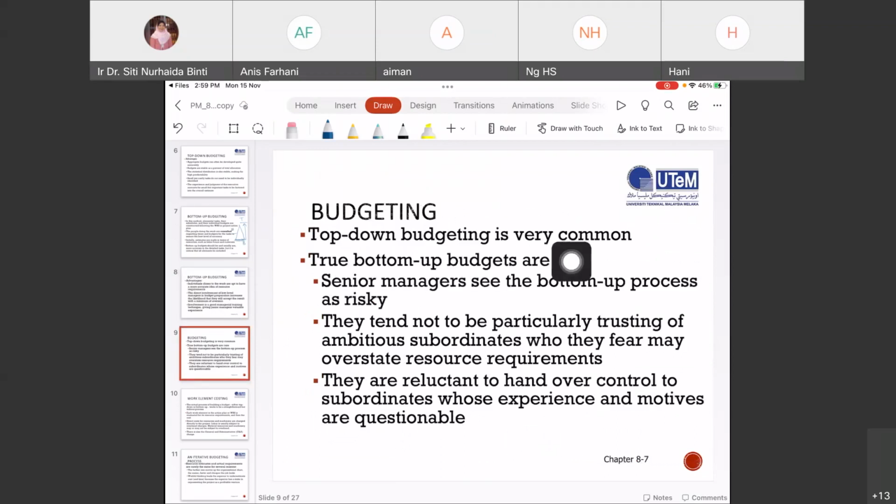Top-down budgeting is common. The true bottom-up budgets are rare. Why? This is something that you need to understand. Senior managers see the bottom-up process as risky. They tend not to be particularly trusting of the ambitious subordinates who they fear may overstate resource requirements, and they are reluctant to hand over control to subordinates whose experience and motives are questionable.